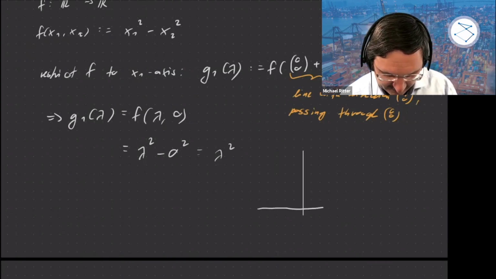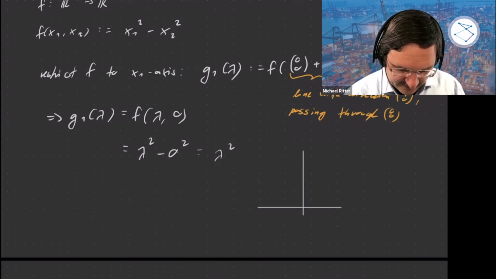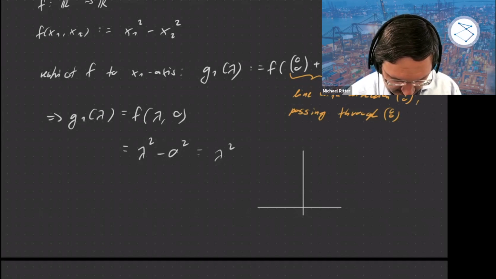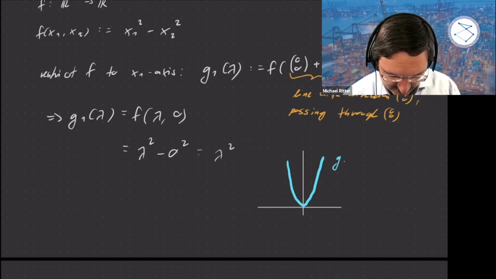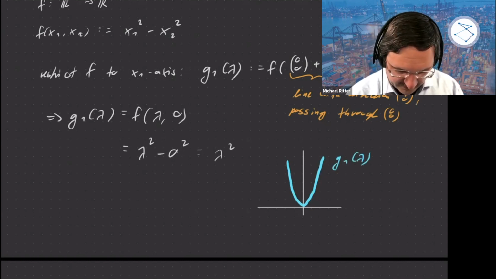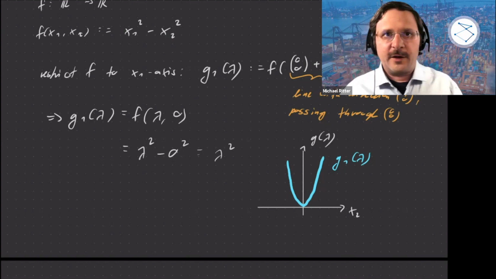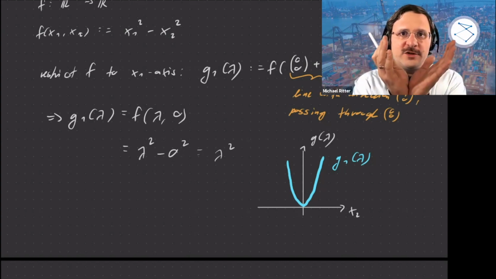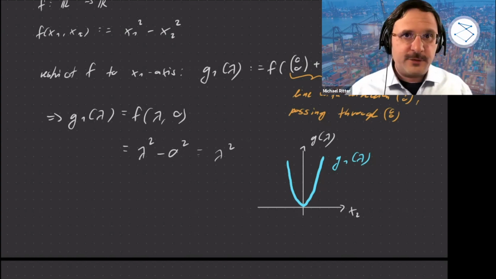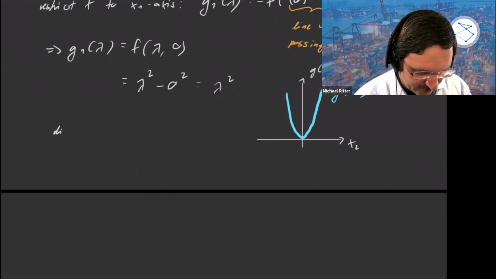Let's see. So what we get is a function that looks somewhat like this. That's our function g1 of lambda. And here's the x1 axis. And here's g of lambda. Okay, so locally, along that line, the function looks like a parabola that opens upward. Of course, if we fix x2 at a different level, let's quickly consider that option as well.